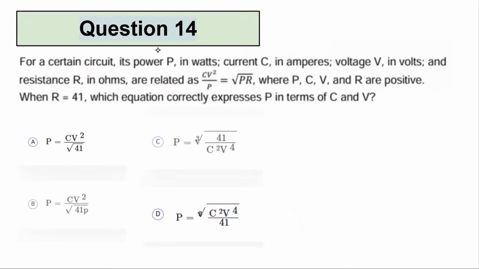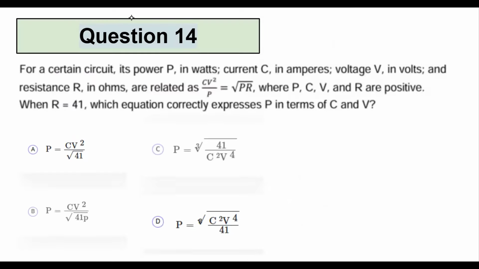Moving on, question 14. Question 14 says that for a certain circuit, its power P in watts, current C in amperes, voltage V in volts, and resistance R in ohms are related like this. This is the equation, where P, C, V, and R are positive, when R is equal to 41.